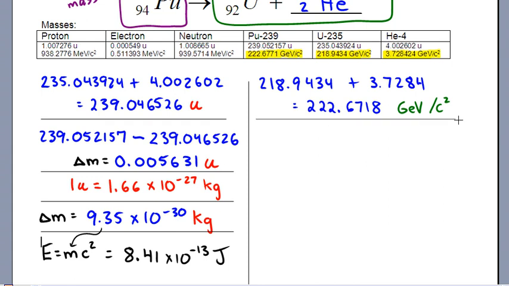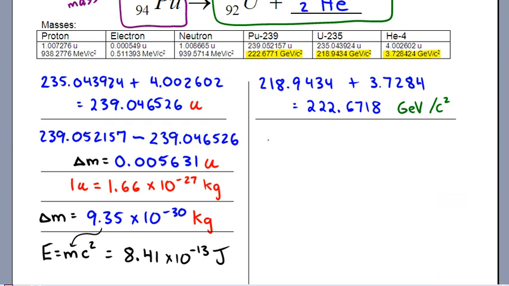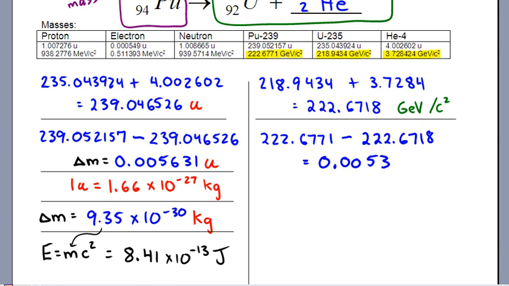See, some people just find this a more convenient way of actually working, and you'll see why here in a second. Subtracting, I could go 222.6771. That's the plutonium, right from the table, minus this number we just figured out, 222.6718. And what I find is there's some missing mass. The missing mass is decimal 0053 in these rather unusual units. Energy divided by c squared.